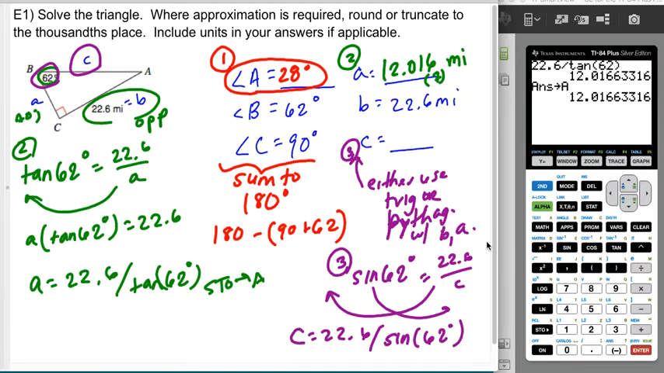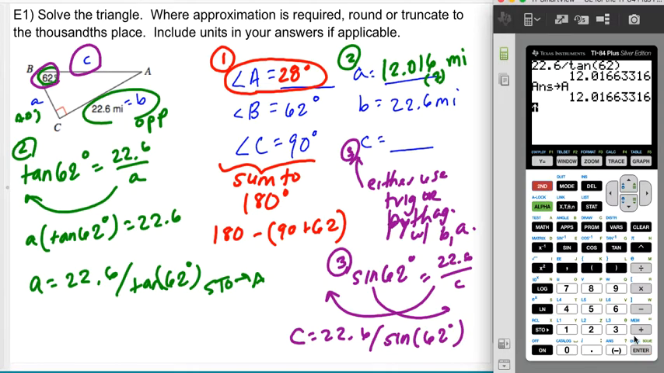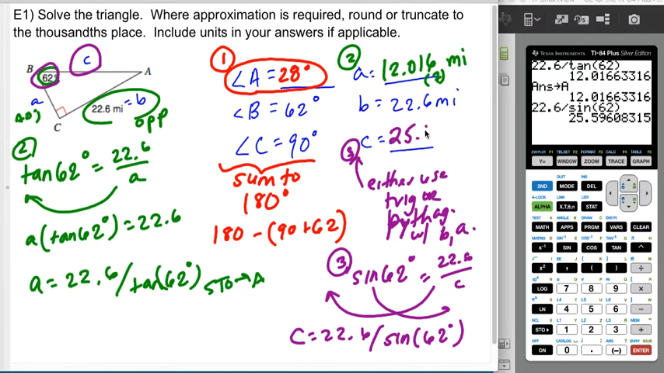So what's cool about that is I can actually just hit second enter a couple times and then replace the tangent with a sine because it's the same problem. So I can just go over tangent and hit sine, and that'll give me a value. And I'm going to get 25.596 miles approximately, and I'll put a squiggle there and a squiggle here.